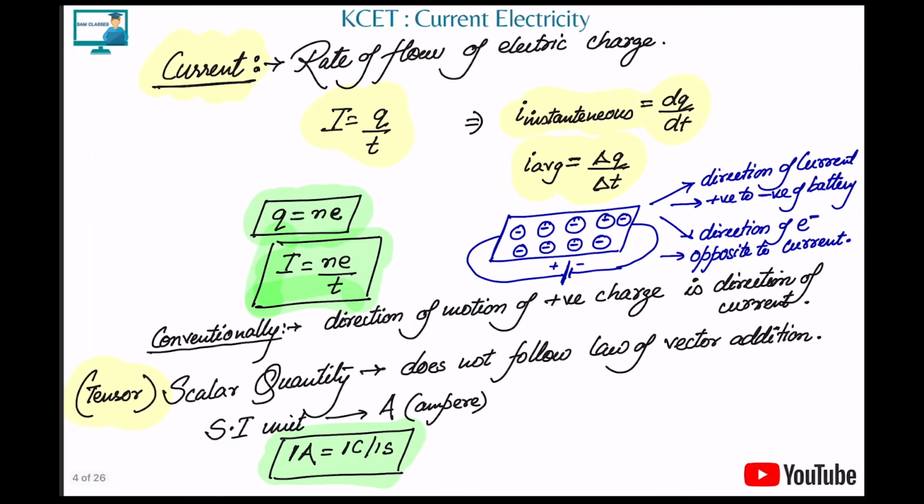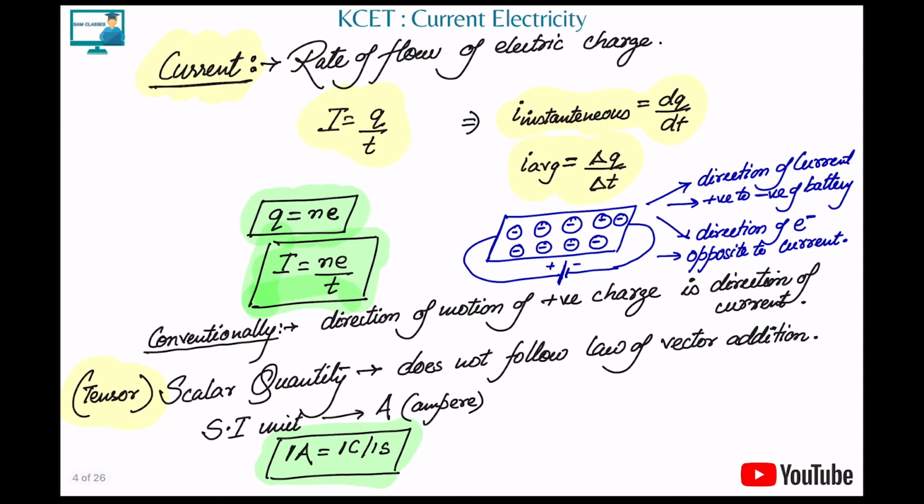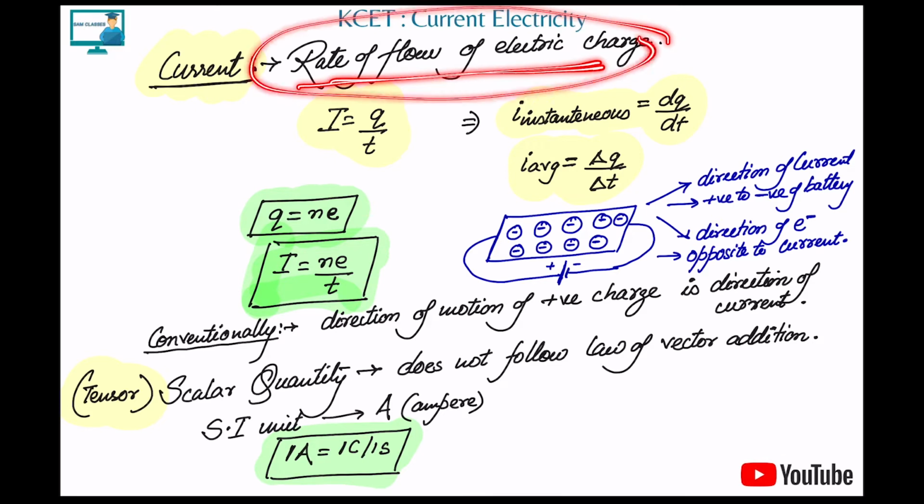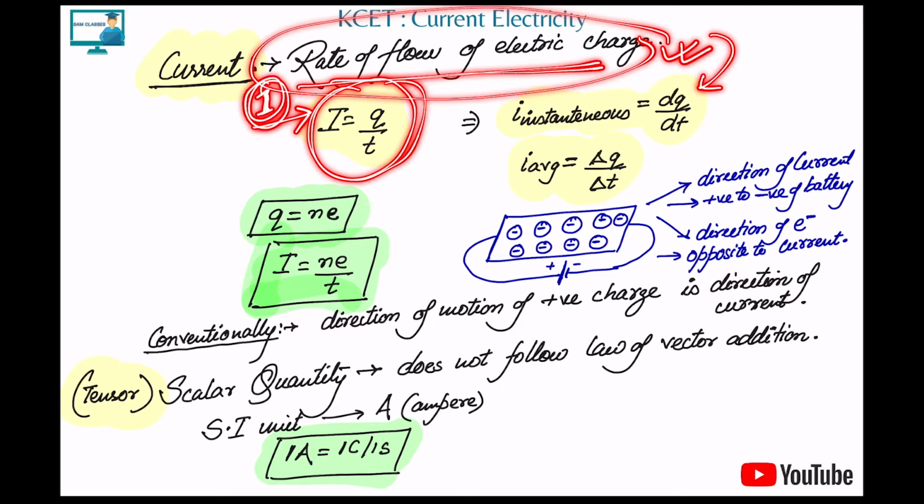Okay, current is the rate of flow of charge. Till the chapters you have done so far, the charges were just sitting idle, not moving. Now suddenly they start moving. The moment the charge starts moving, the rate of flow of these charges is known as current. I is equal to Q by T. Very important formula, formula number 1, which you need to write down. I is current, which is equal to charge by time. How much charge is flowing? Let's say 10 charge flew in 1 second. So we'll say that will be the current.